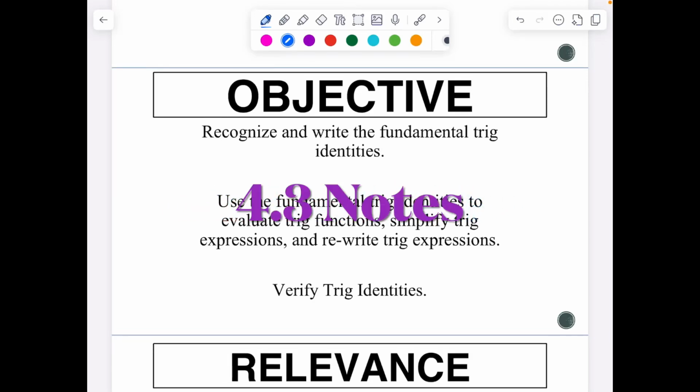Today we're going to talk about writing fundamental trig identities and being able to recognize them. The whole goal of this is to be able to use the identities, evaluate them, simplify them, and rewrite the trig expression. This trig identity reference sheet that we started the other day will be reviewed here as well, so you can pause at that time and fill that paper out if you need to.